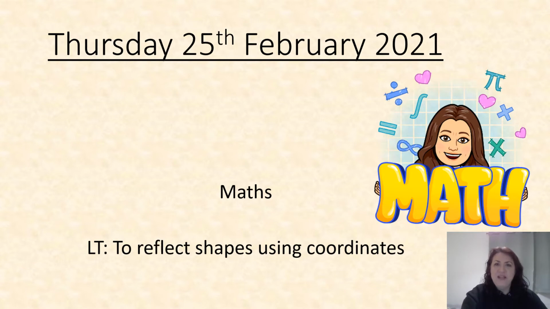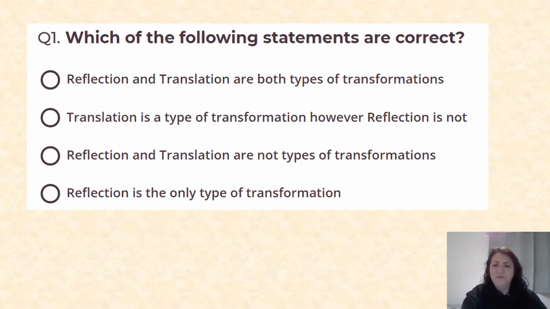Okay, so let's start with a quiz. Right, I'm going to give you a second to think about these. Which of the following statements is correct? Reflection and translation are both types of transformations. Reflection is a type of transformation, translation is a type of transformation, however, reflection is not. Reflection and translation are not types of transformations. Reflection is the only type of transformation. Which one do you think is correct?